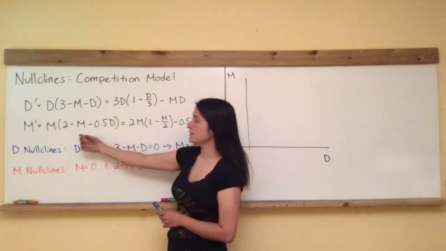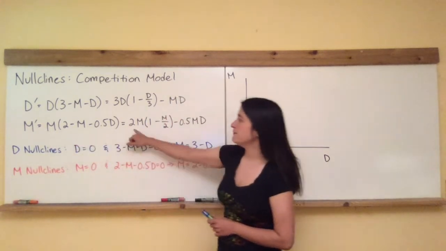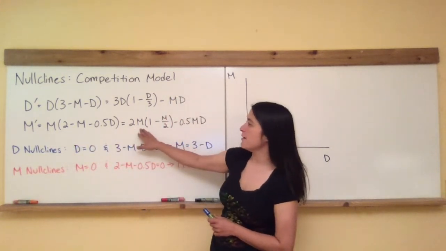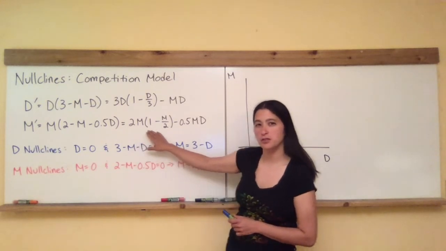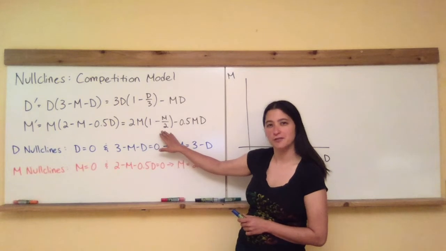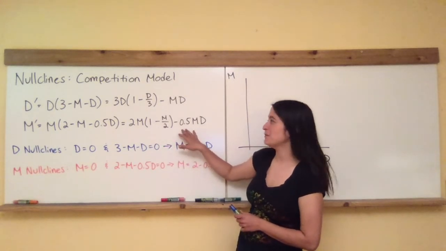Okay, similarly for the m equation, if we take just the m stuff here and factor out the 2 and the m, then we can see again it looks logistic, where the growth rate is 2 and the carrying capacity is also 2. They kind of made them the same thing. And then we have this same term here.